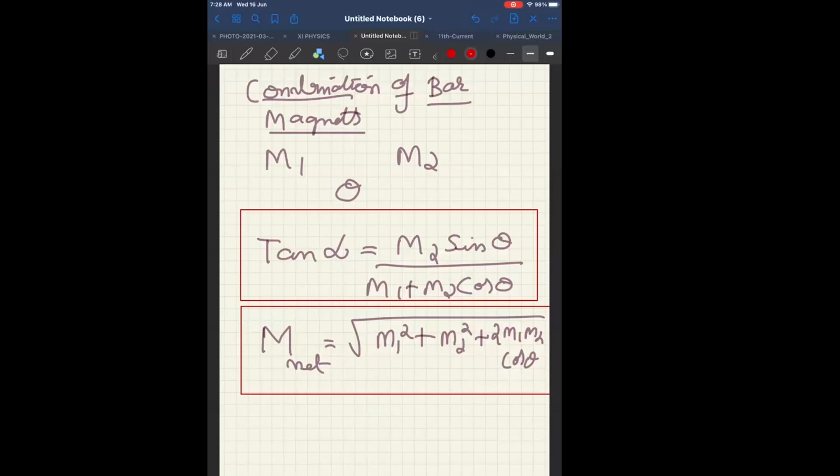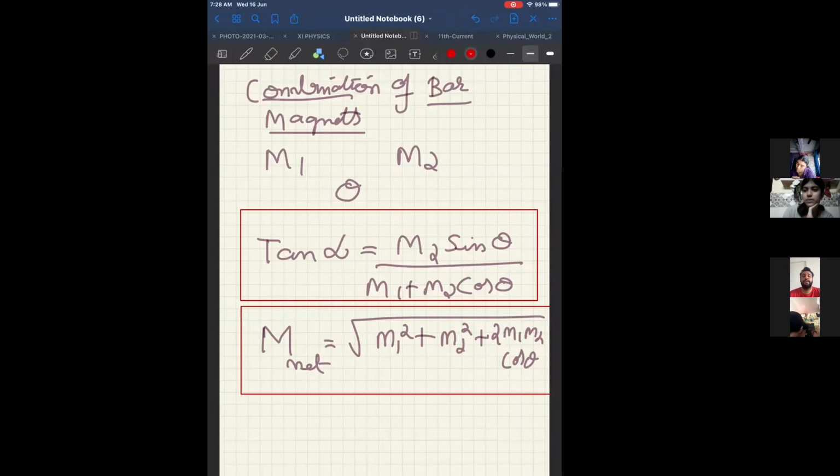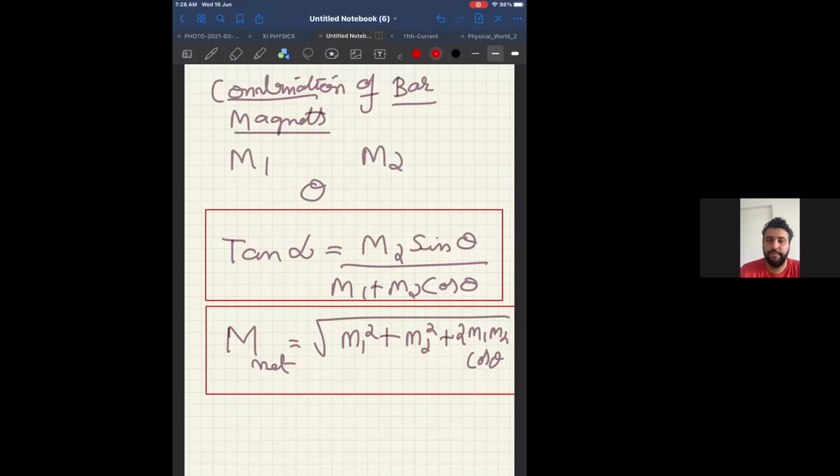The resultant of a vector R is equal to the square root of a square plus b square plus 2ab cos theta, and the angle between the two vectors A and B is given by tan alpha equals b sin theta divided by a plus b cos theta. These are the general formulas for vector resultant and vector angle. You will have them in every chapter wherever a vector is involved.